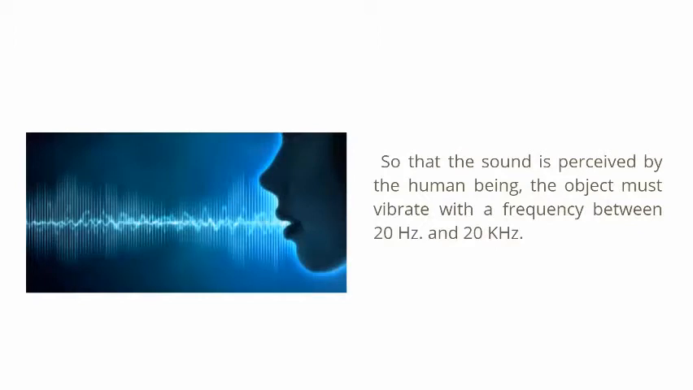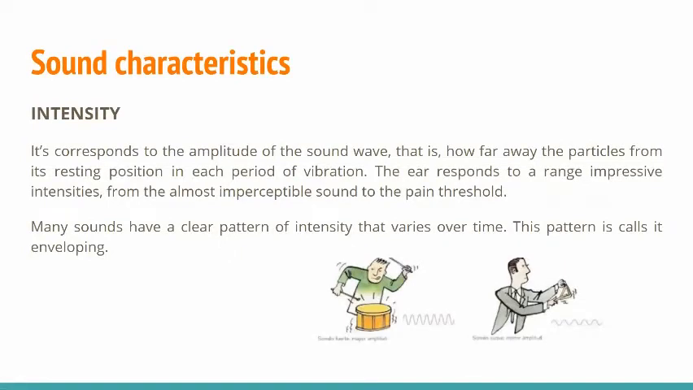So that sound is perceived by the human being, the object must vibrate with a frequency between 20 hertz and 20,000 hertz. The vibration produces an alternating compression and rarefaction of the air that is transmitted in sound waves. These waves reach the ear, where electrical stimuli are produced that the brain interprets as sounds. Sound waves attenuate with distance and can be absorbed or reflected by obstacles in their path.